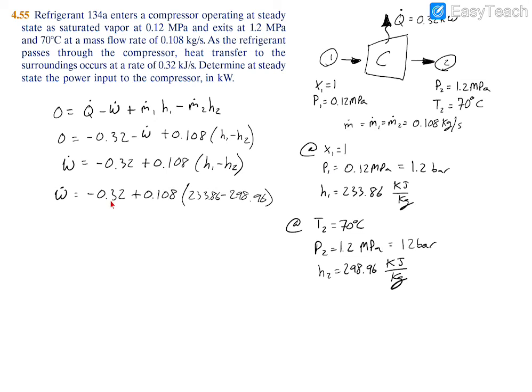As the unit you have over here is also in kilowatts, you're going to be left with kilowatts for your power. Plug all this into a calculator, and you should get that the power W dot is equal to negative 7.35 kilowatts.